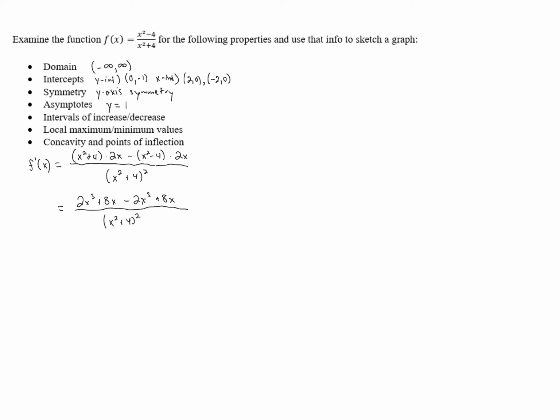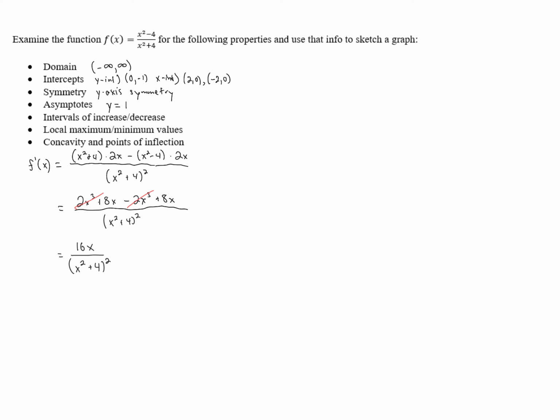And we do have a little bit of cancellation that happens. The positive and negative 2x cubes cancel, and then we can add those 8x's together, giving us 16x over the quantity x squared plus 4 squared. So that is our first derivative.